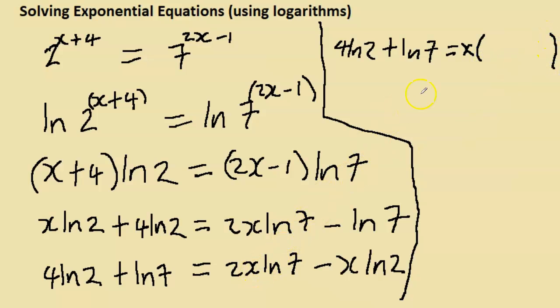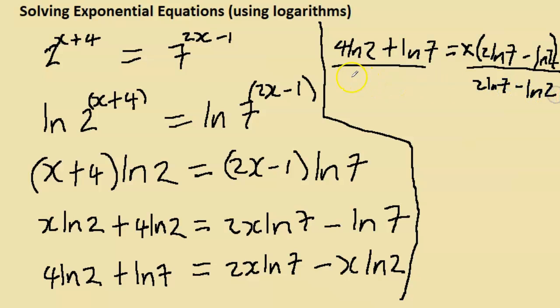What are we left with now? 2 ln 7 minus ln 2. And remember, we're solving for x. So we need to divide both sides by whatever we have in the bracket there. So we divide both sides by this bracket, 2 ln 7 minus ln 2. So these into each itself gives us 1.